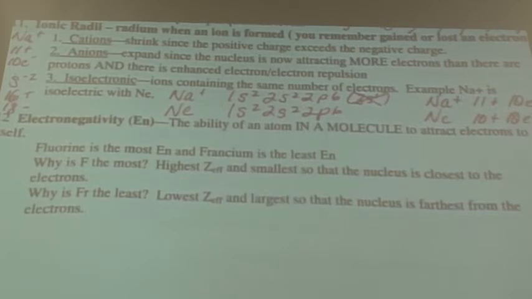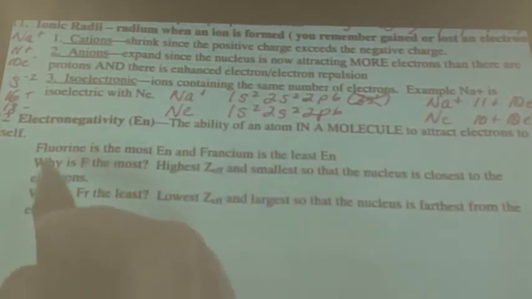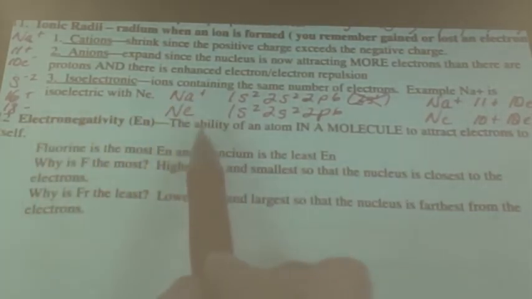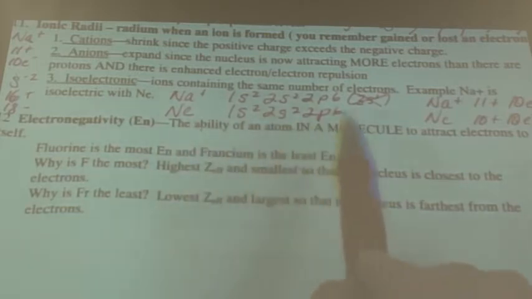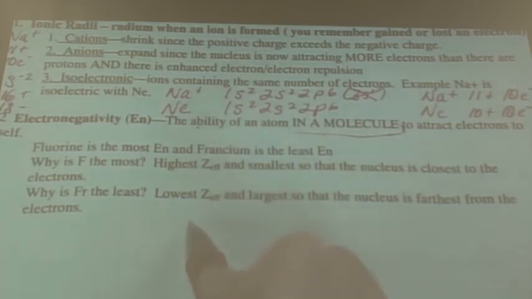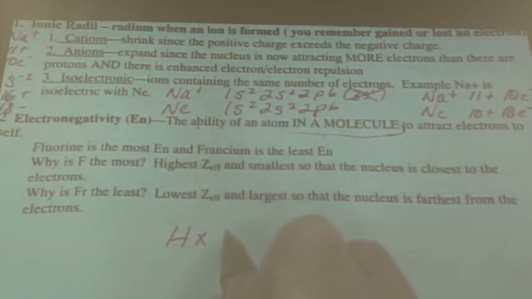Almost done, and you've done a very nice job staying awake. I appreciate it. Electronegativity is the ability of an atom in a molecule to attract electrons to itself. So here we have hydrogen that has one valence electron, and when it's covalently bonded, it shares that one valence electron, let's say with fluorine.